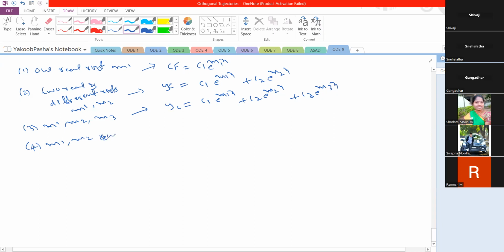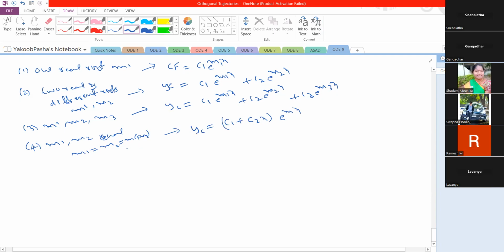These two roots are equal. That means m1 is equal to m2. Say that common value is m. So we can write the complementary function yc as (c1 + c2 x) e^(mx). Two repeated roots.